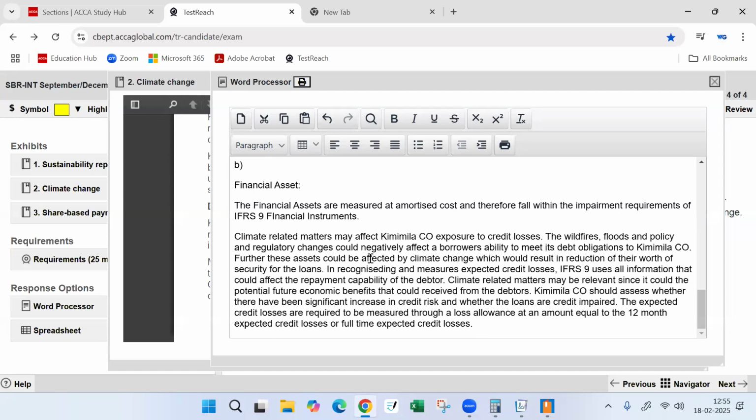Clear, right? So because of the climate change, the person to whom we have given loans is getting credit impaired. So we have to recognize an impairment loss, is what the final answer or outcome is.